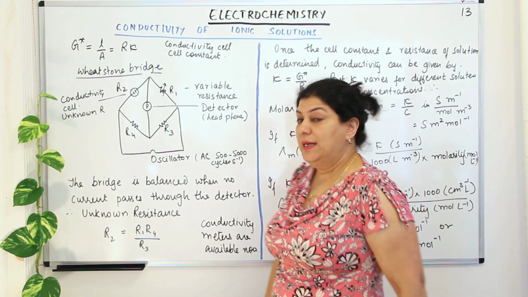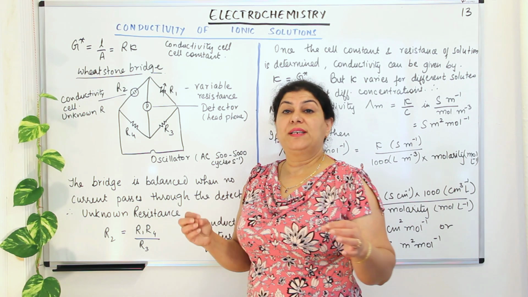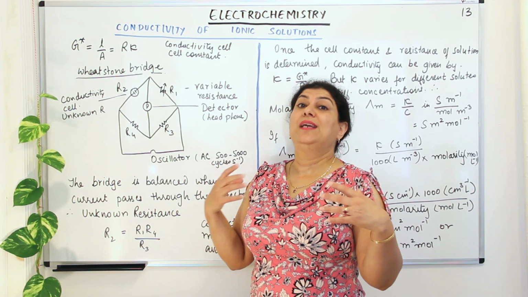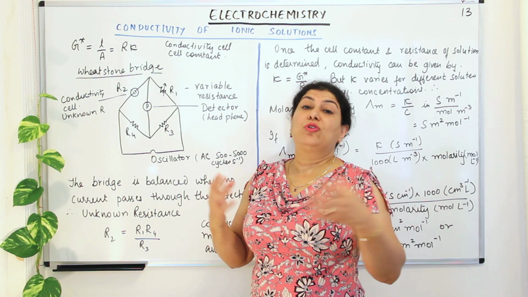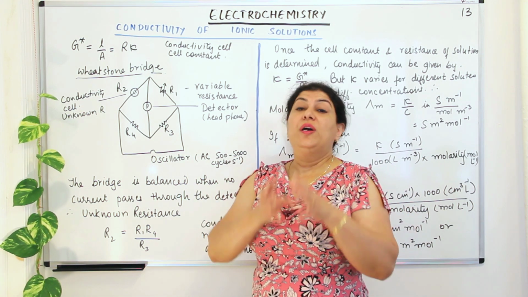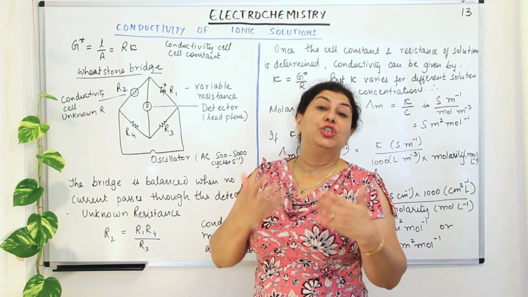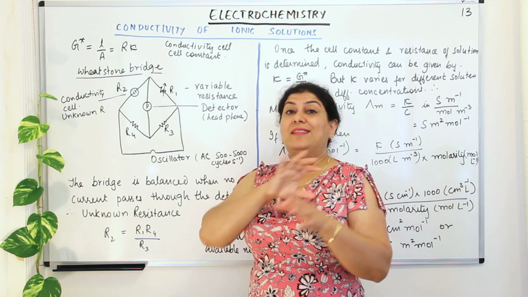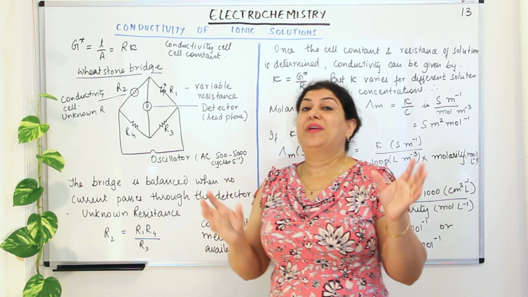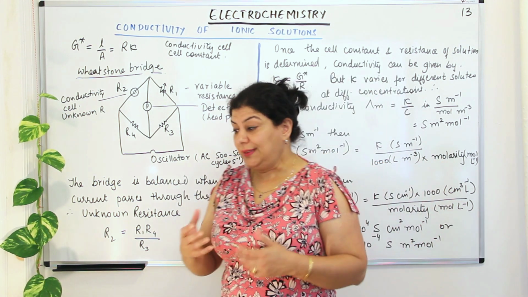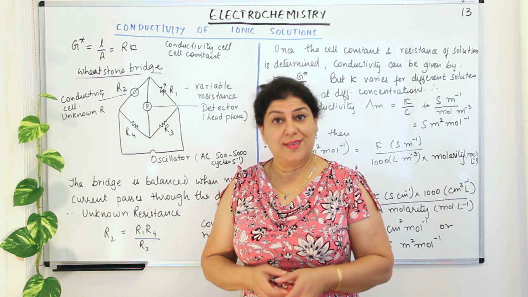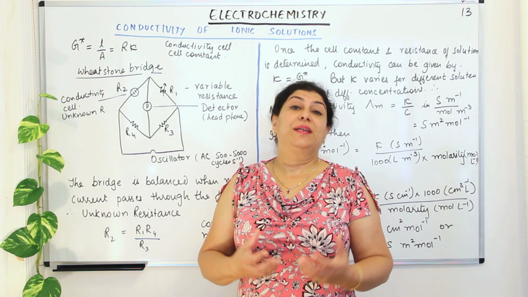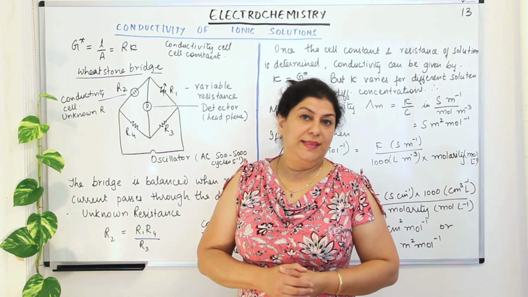There was another problem: if you have a direct current passing through the solution, the ionic reaction taking place will proceed completely or to a great extent, and therefore the concentration of the solution would change, because the reactants would convert into products. If the concentration changes, the conductivity automatically changes. Therefore, you cannot use direct current, you need to use alternating current.